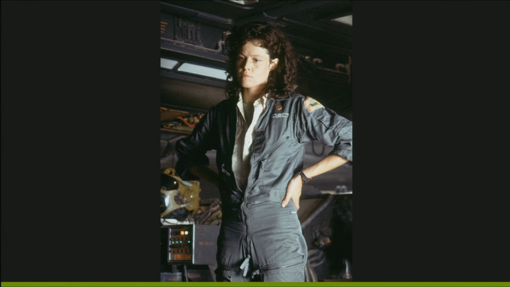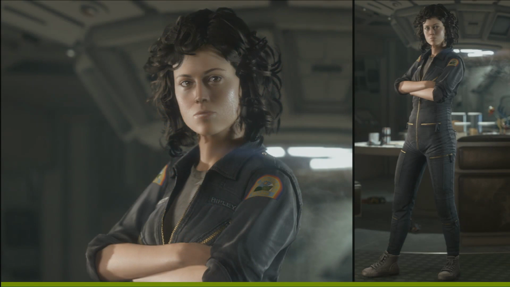We used these as reference, and also the more press shots, stuff that wasn't stills from the film but was on set. And that allowed us to create the likenesses of Ripley and co.